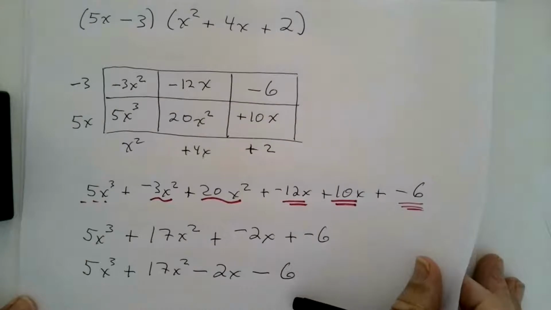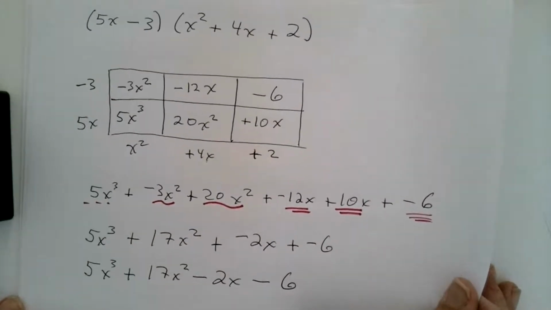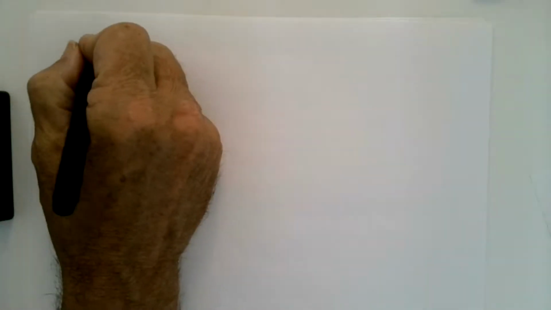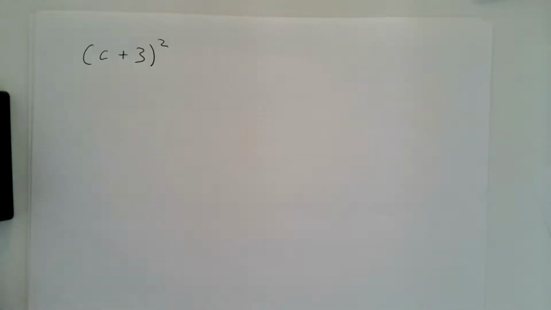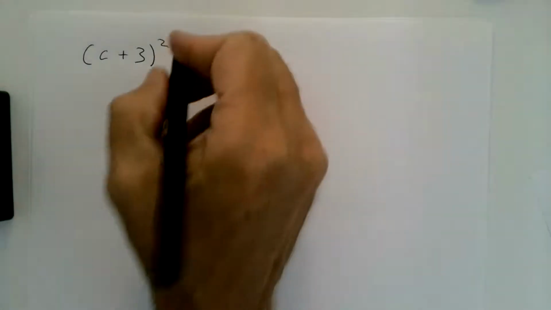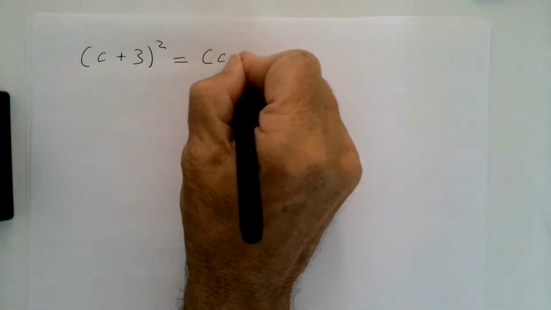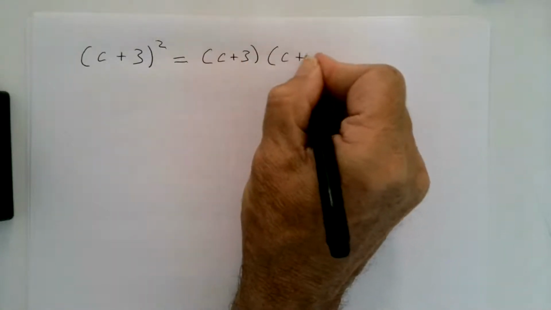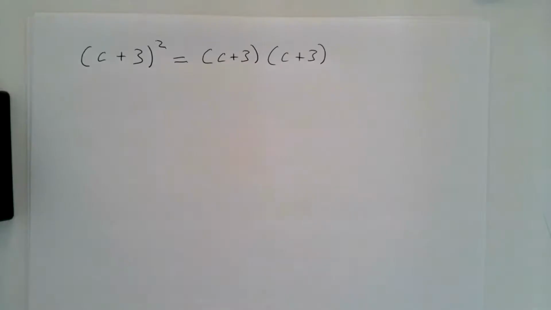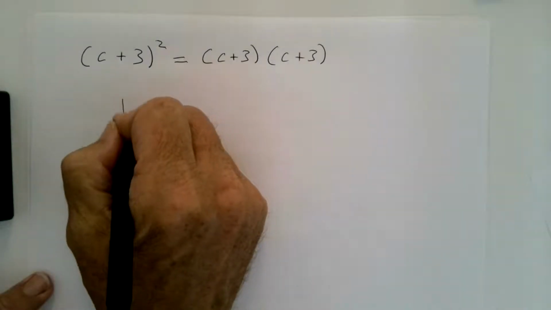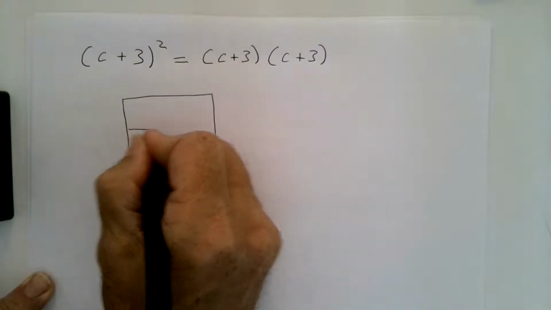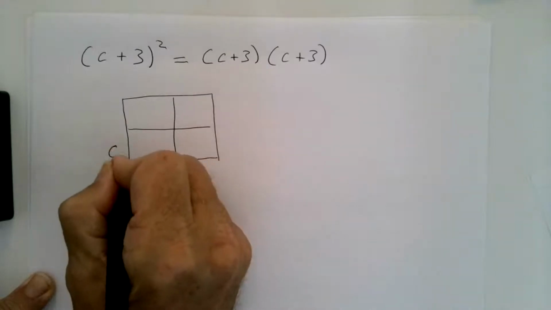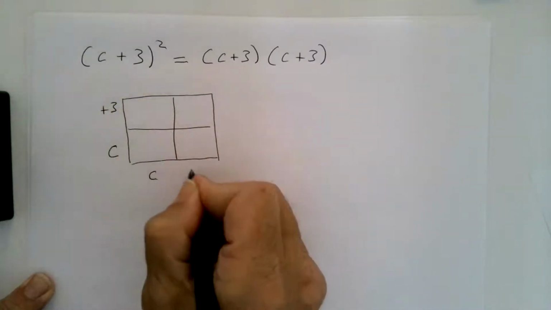But I want to show another kind of problem that students often struggle with. If I have something like c plus 3 squared, many students think that's c squared plus 9. It is not. What does this mean? This means c plus 3 times c plus 3. So we're going to demonstrate that by doing our multiplication box, build this, visualize the pieces, and construct the area of the result.